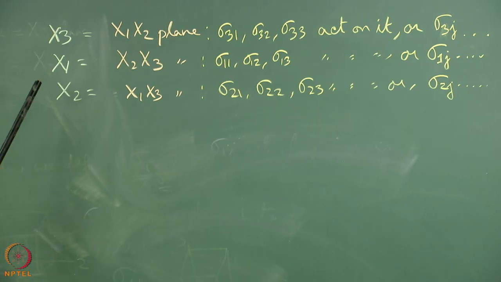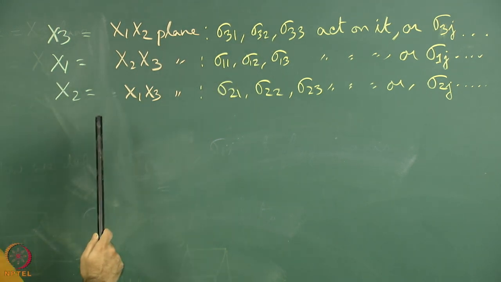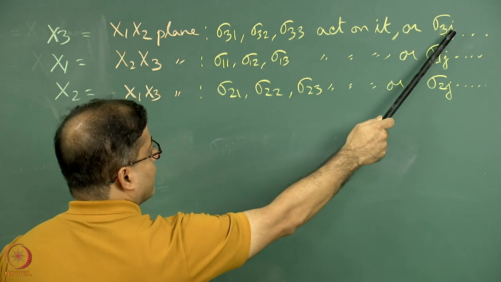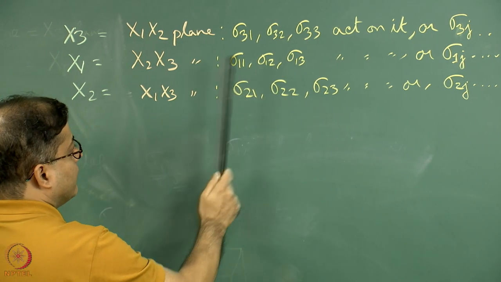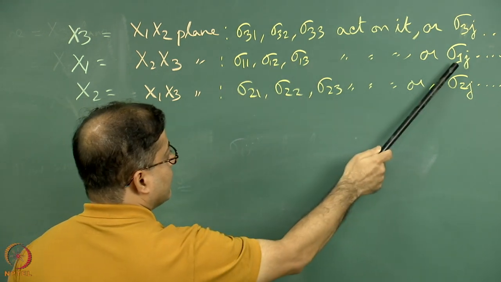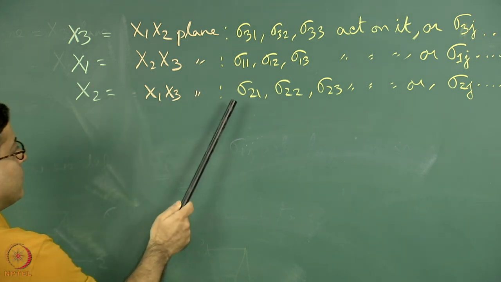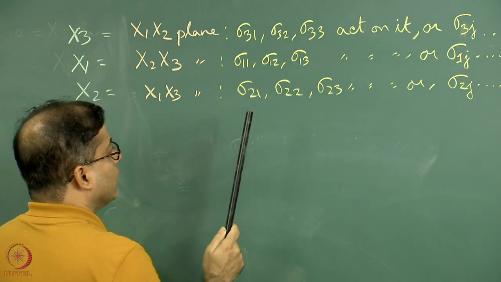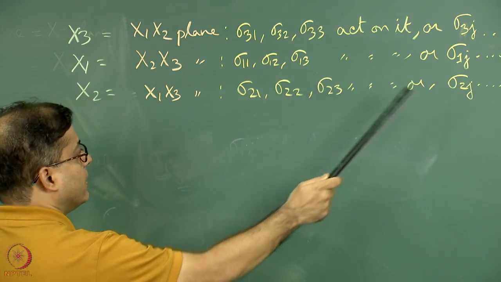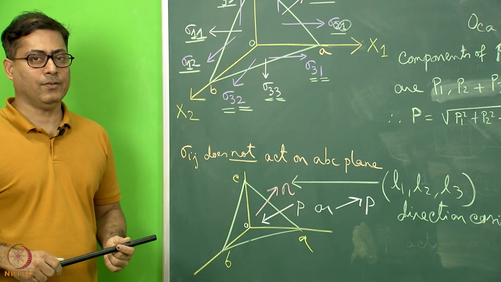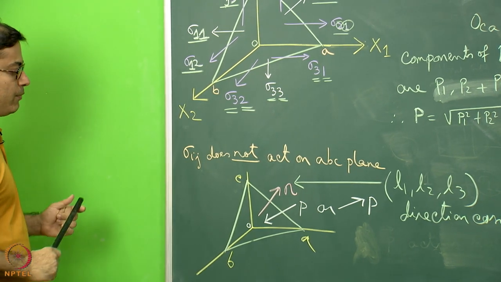So what we said, if I write down on x3 plane, that is on x1 x2 plane, sigma 3 1, sigma 3 2 and sigma 3 3 are acting, so we can summarize them as sigma 3 j, j equal to 1 2 3. And on x1 plane, which is same as x2 x3 plane, sigma 1 1, sigma 1 2 and sigma 1 3 are acting, which I can summarize as sigma 1 j, where j can be 1, 2 or 3. And on the x2 plane, which is same as the x1 x3 plane, sigma 2 1, sigma 2 2 and sigma 2 3 are acting. In other words, I can present in a compact way, sigma 2 j are acting, where j runs from 1, 2 and 3.